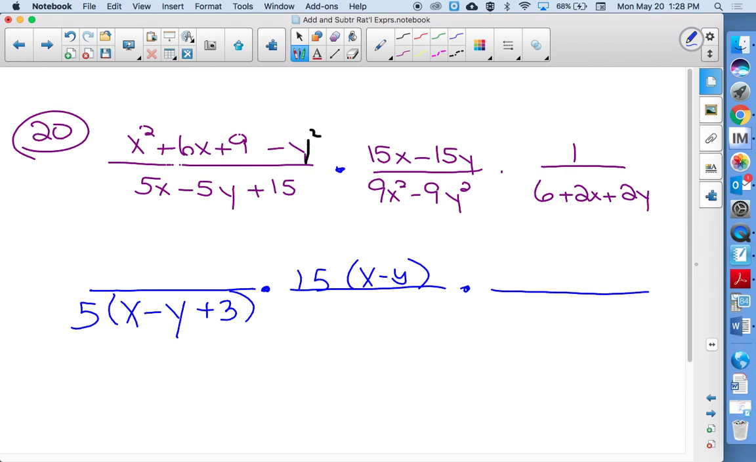Kate, what do you factor out of the bottom? The 9. So pull out a 9. And then can it factor further? Yeah. How? It factors down to x plus y times x minus y. Right. So that is the difference of two squares pattern.